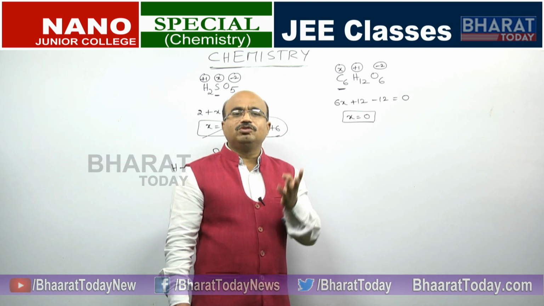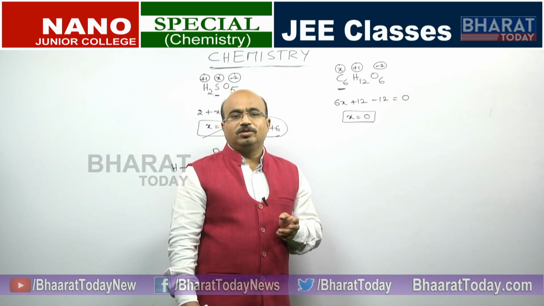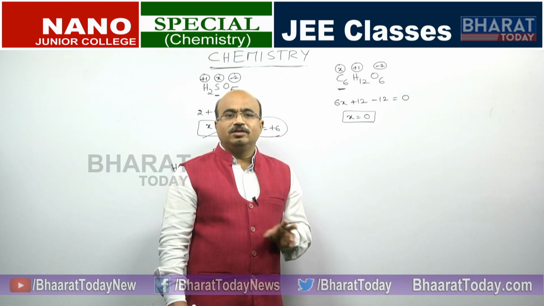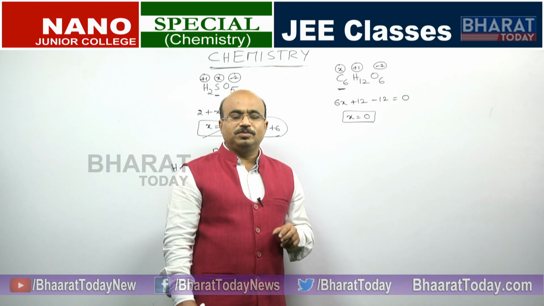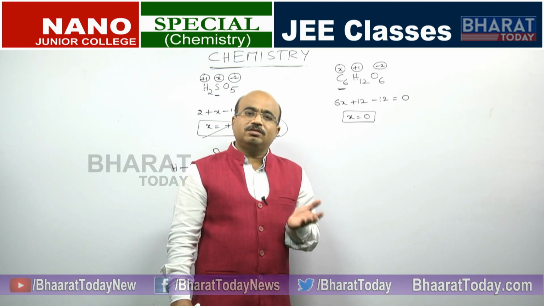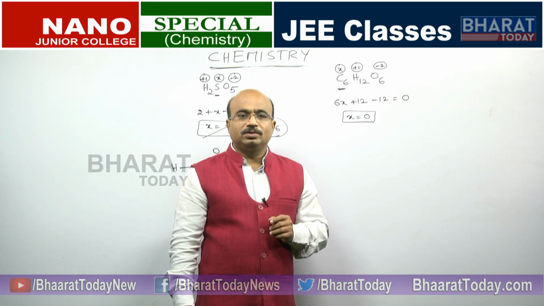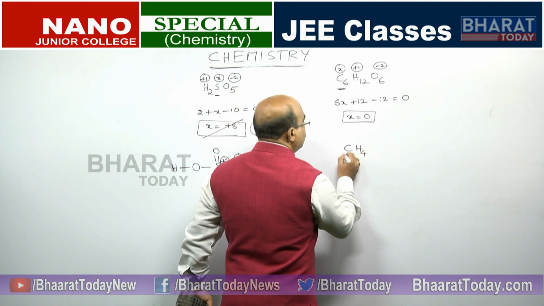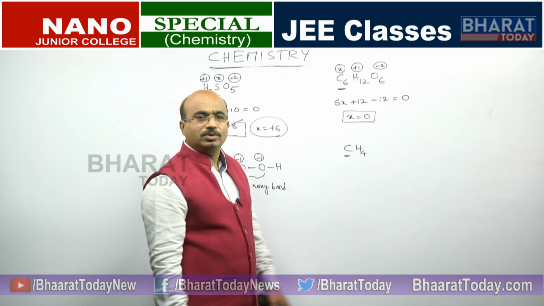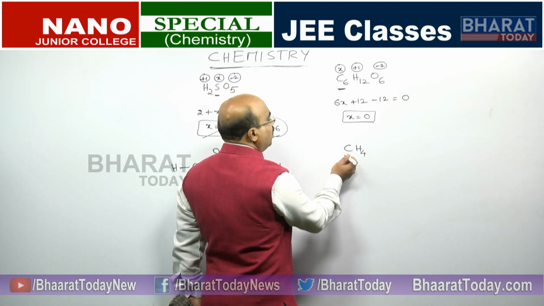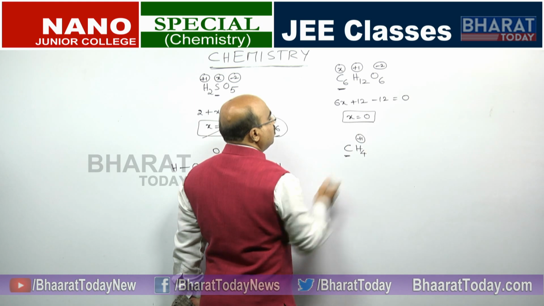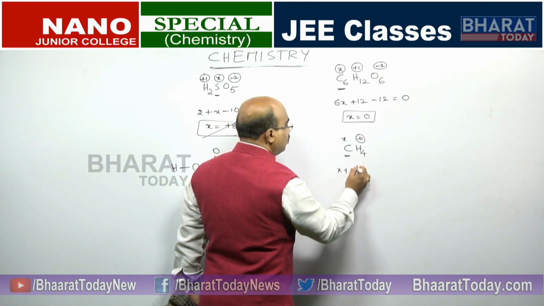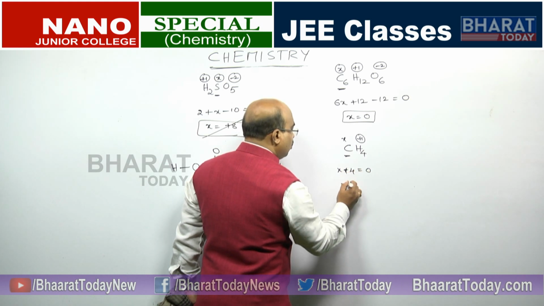Then you can take hydrogen 0, carbon 0, that is okay, but even though they are not equal, they are nearly equal, but carbon is a little bit more than hydrogen. So, in CH4, what is the oxidation state of carbon? Hydrogen is taken as +1, carbon is taken as X, so X + 4 is equal to 0, X is equal to -4.